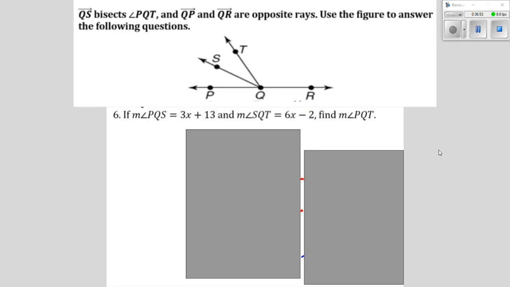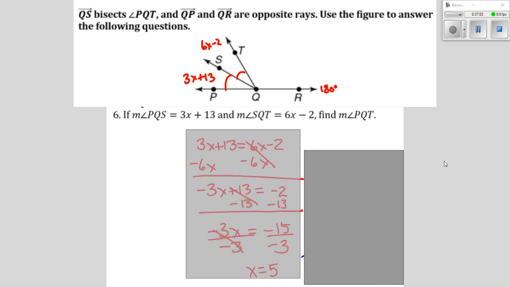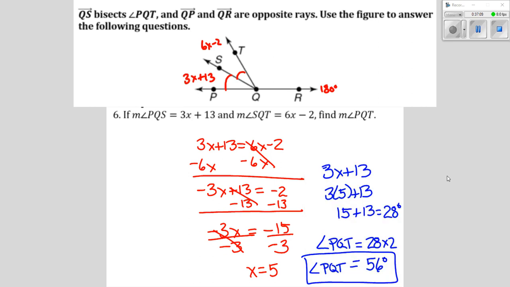But number 6, same thing. You mark up what they give you. And they said that QS is the angle bisector, so that means those two angles are going to be congruent. You find X to be 5, plug it in, and double it to give you the whole angle of PQT, which is 56.